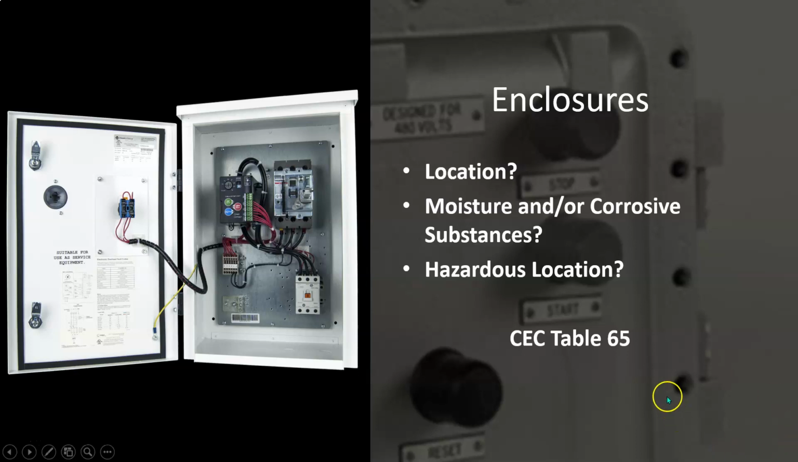So let's take it to table 65, right? So they can ask you what type of enclosure do I need for a location where there's going to be mist or dripping condensation. Well, you'd have to take that information to table 65 and figure out what type of enclosure.